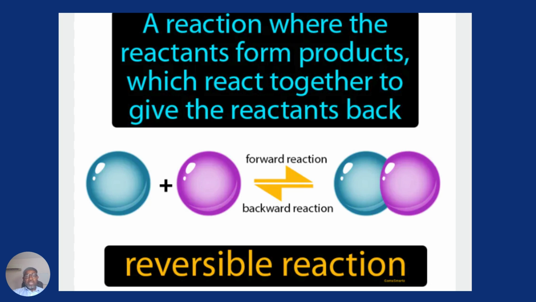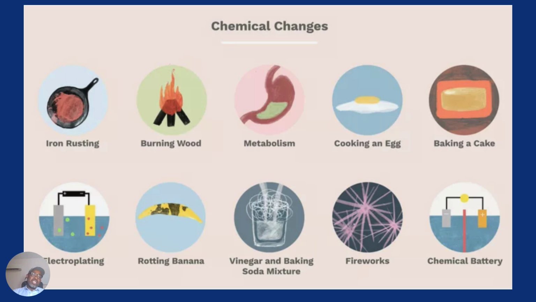But you see, this product can be further broken down into two and they'll come back and form this. That is a reversible reaction. Now we're going to look at chemical changes or chemical reactions. An example of a chemical reaction is iron rusting. When iron rusts, that is the end. You can't get it back again.